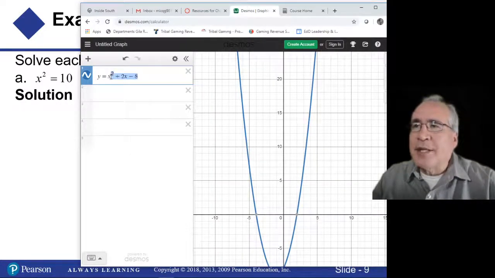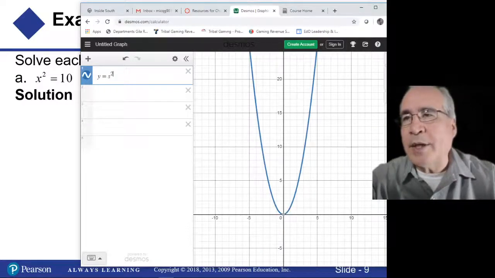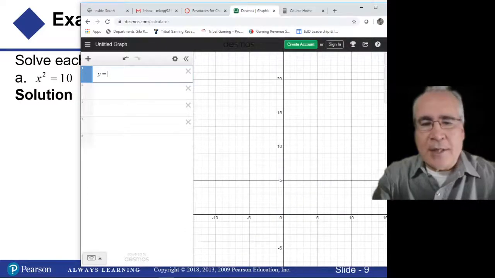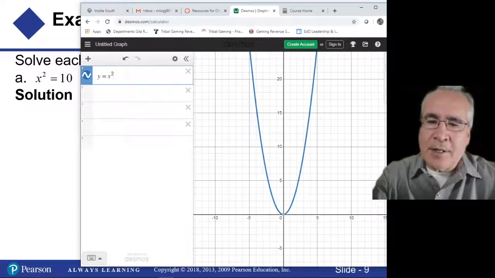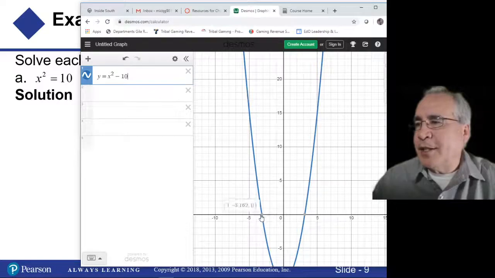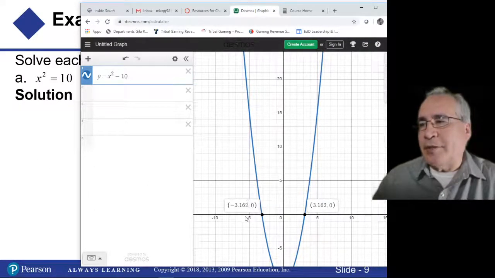Watch how this works. So to graph it, remember, I would bring the 10 over. I need it equal to 0. So I'll put in x squared, bring the 10 over by subtraction. So it's x squared, arrow down, minus 10. And notice I've got 2 answers here. Got negative 3.162, and I've got positive 3.162. What we're going to see is that this number here is the square root of 10.